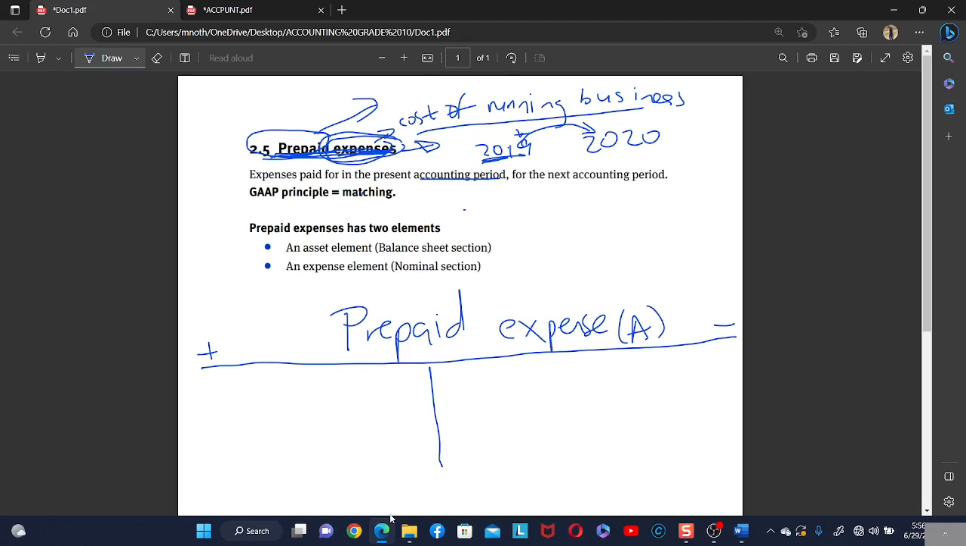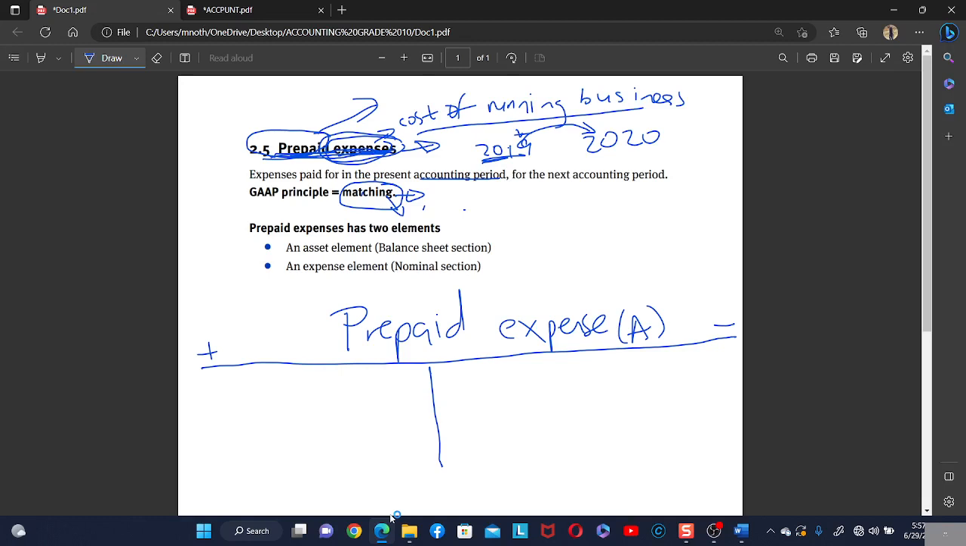Now, because of the matching concept, it is saying that expenses should be recorded in a year that they belong in, even if they have not yet been paid. They should be recorded in a year that they belong in. Meaning that once the business has paid for an expense of the next financial year, the business is going against this concept, which is wrong. And now we must correct that. To correct that, you must decrease the expense account.